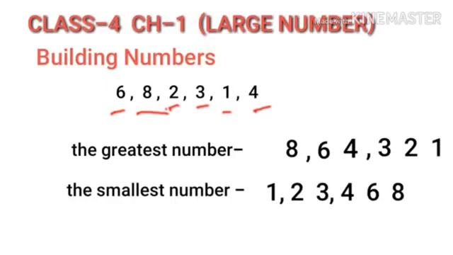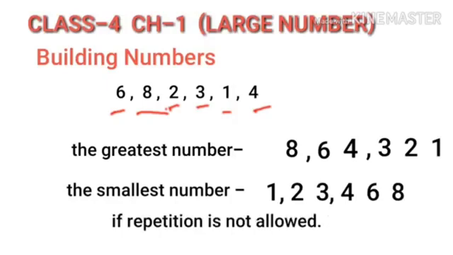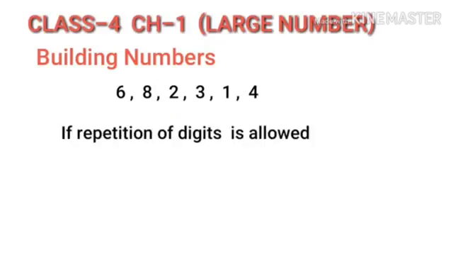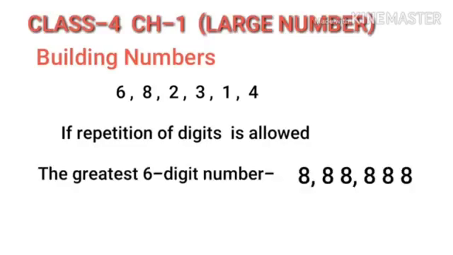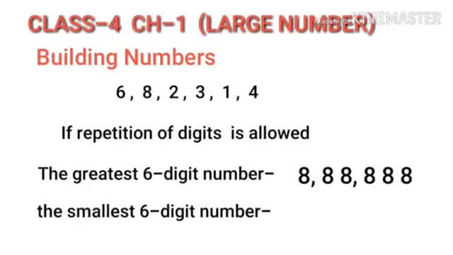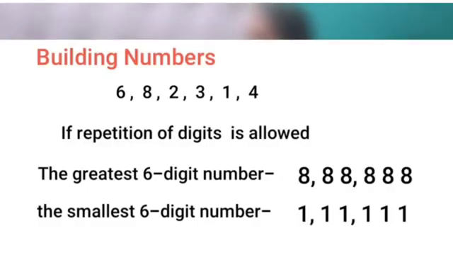Let's talk about the smallest number. The smallest number formed will be 1,23,468 if repetition is not at all allowed. However, if the repetition of digit is allowed, then the greatest 6-digit number formed will be 8,88,888. Similarly, the smallest 6-digit number framed will be 1,11,111.